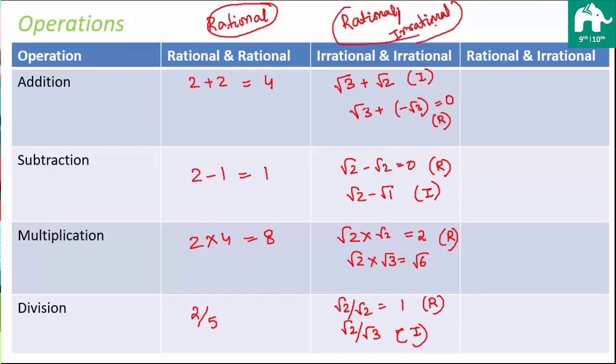Now let us look at the third case where you have one rational number and another irrational number. And if you do addition, let us suppose 2 plus root 3. What is this? This is irrational number, right? So you take any rational and any irrational, the sum will always be irrational. If we do subtraction like 2 minus root 3, this will be irrational. We do multiplication as in 2 into root 3, irrational. We do division, root 2 by 3, irrational. So whenever we have one rational and one irrational number, then the output is always irrational.